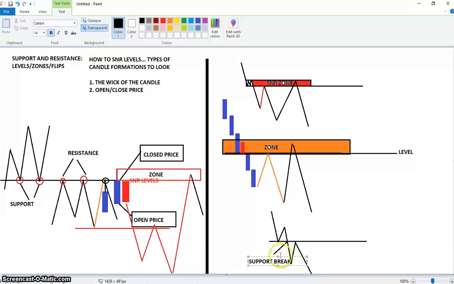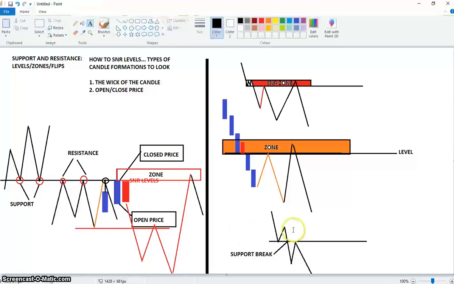Support break. This is a support break. This is support break, right? This area. Support break. Okay.